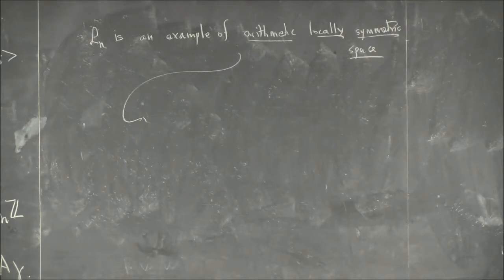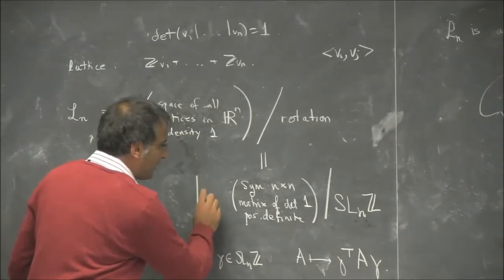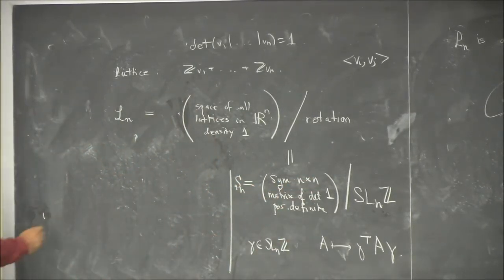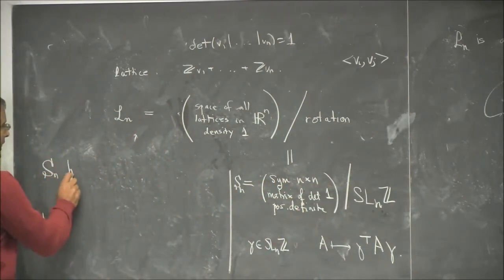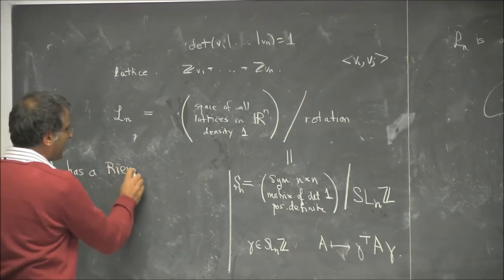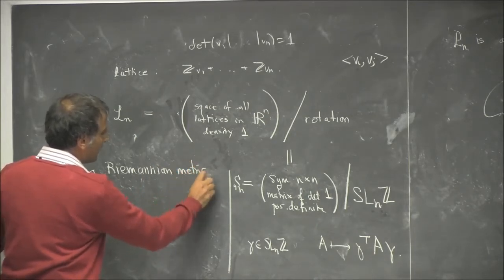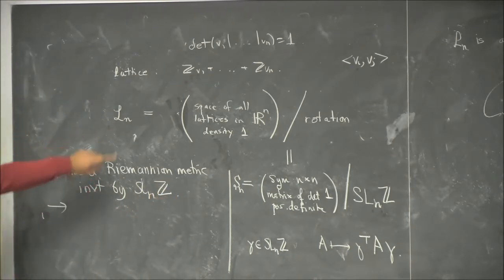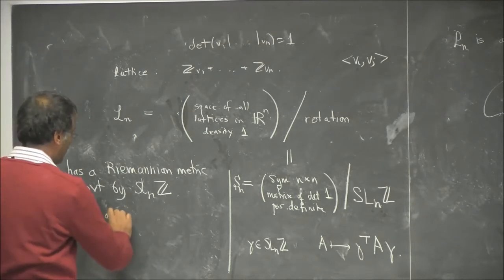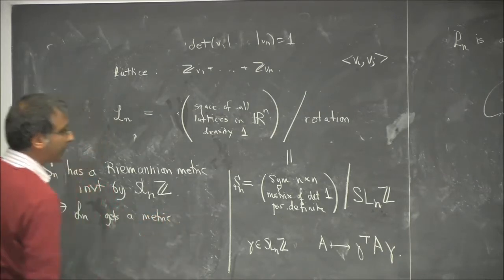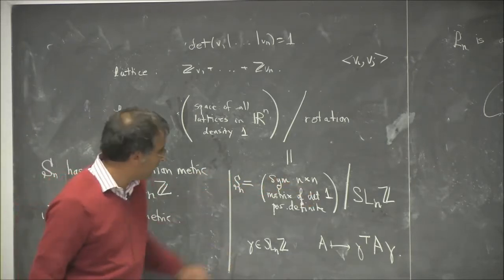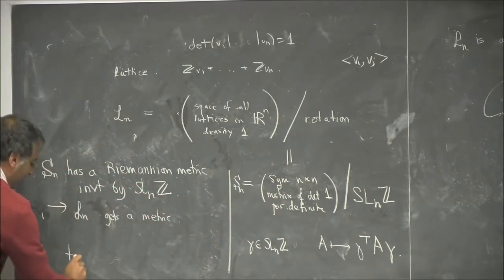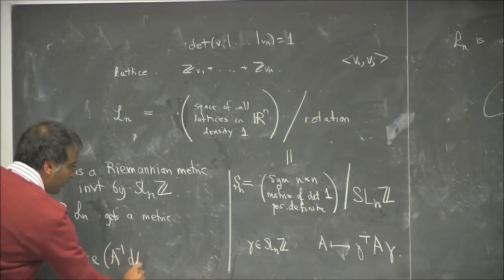Before I do that, let me make a comment about this space. Let's call it S_n. S_n is the space of symmetric n by n matrices of determinant 1 that are positive definite. This S_n has a natural Riemannian metric on it, which is invariant under the action of SL_n(Z). In particular, that means L_n gets a metric. The formula for the metric is, if A is a symmetric matrix, the trace of A inverse dA squared.